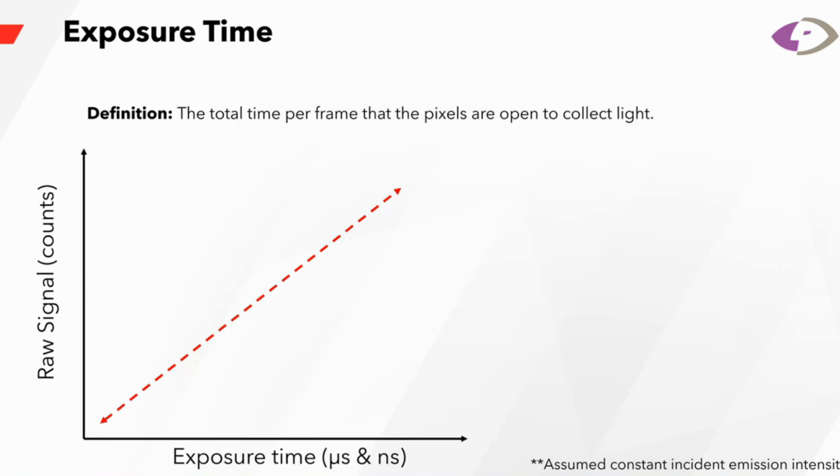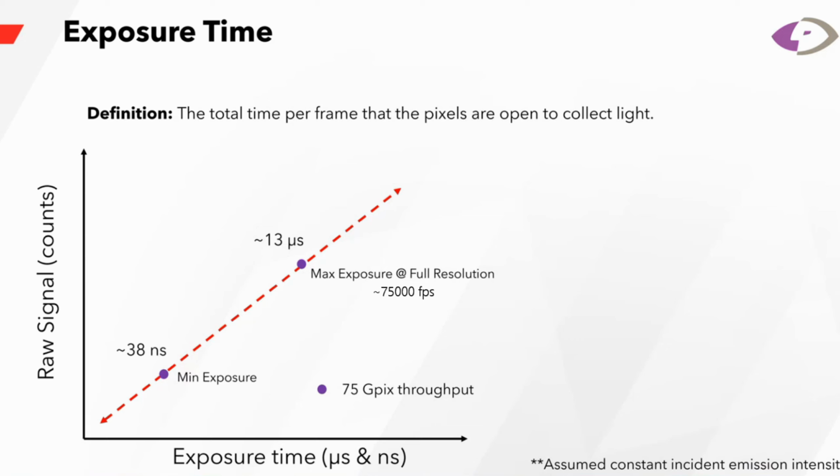Exposure time is the total time per frame that pixels are open to collect light. Now, if you look at this in terms of raw signal, this is just a typical example of our 75 gigapixel throughput camera. At max exposure and at max resolution, we will be at 13 microseconds. So every time a frame is captured, the max exposure will be 13 microseconds. If we go all the way down to the minimum exposure time that we can achieve for that system, we can arrive at 38 nanoseconds.